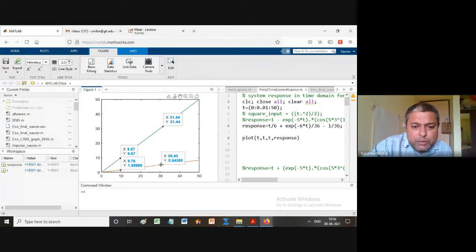Okay, output. So at 30 the output is 5. So how much is the distance? 31 minus 5. So error increased. Error has become now 26 units.